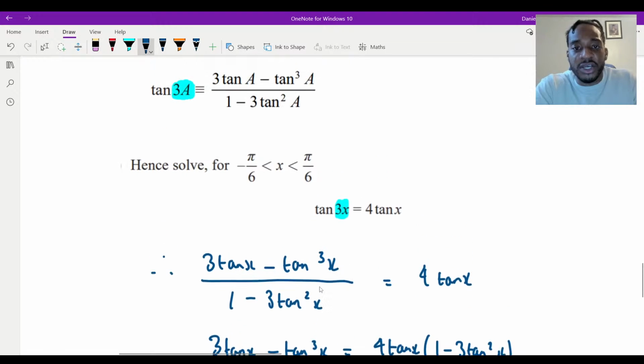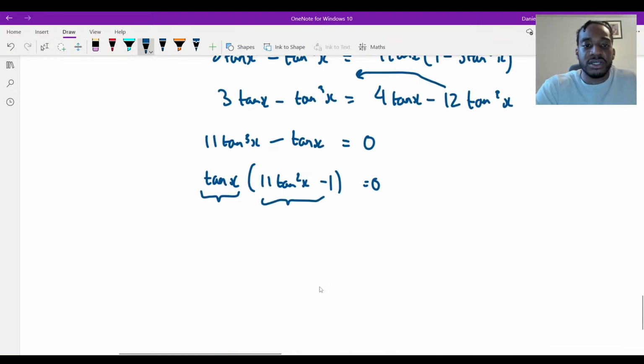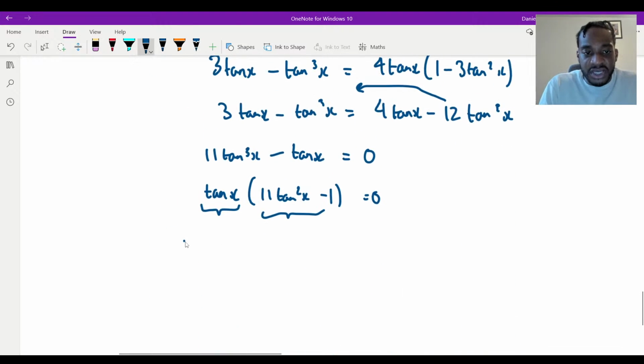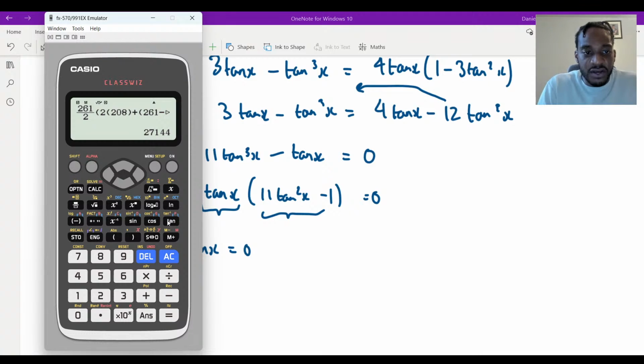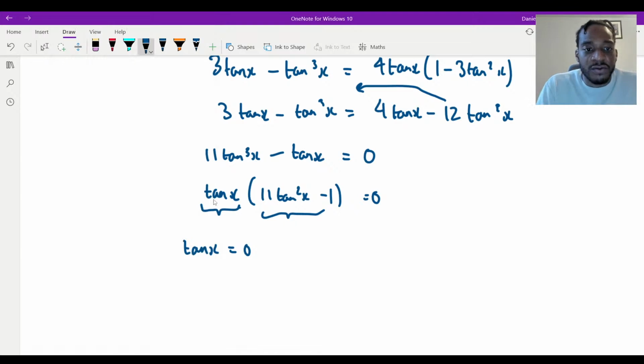Right? And let's just remember our range. It's between minus pi over 6 and pi over 6. So this one is going to be tan x is equal to 0, right? Doing the tan inverse of that, that's going to be tan inverse of 0. And am I in degrees? I'm in degrees. I need to change it to radians. So let me do that quick. Radians, tan inverse of 0. Tan inverse of 0 is going to be 0, obviously. So x is equal to 0 is one solution.